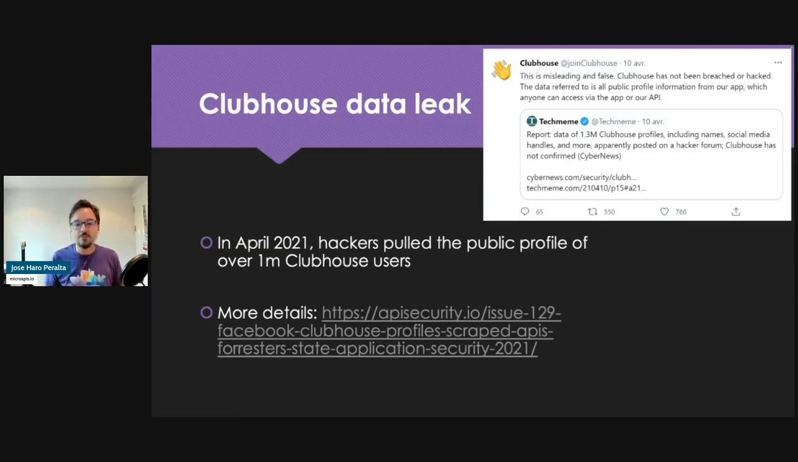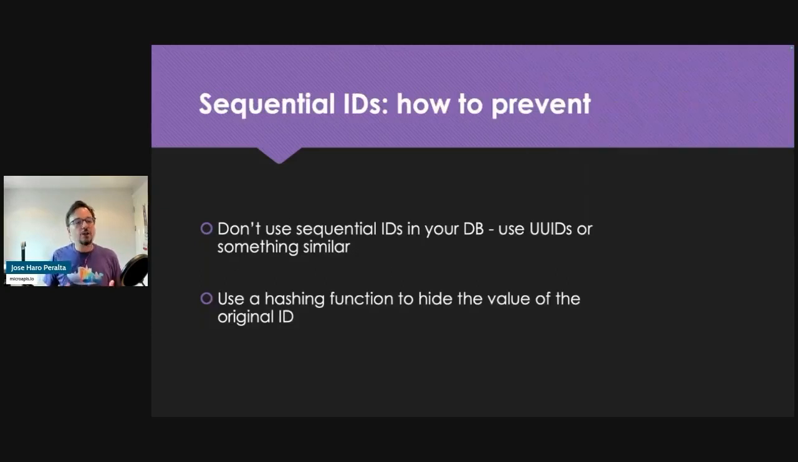Of course, it's an API that is vulnerable by design, but that's not how we should be designing APIs. Now, how do we prevent these sequential IDs? Well, ideally, the best way is if we can use a different type of identifier in the database, something like UUIDs. That makes our life easier.